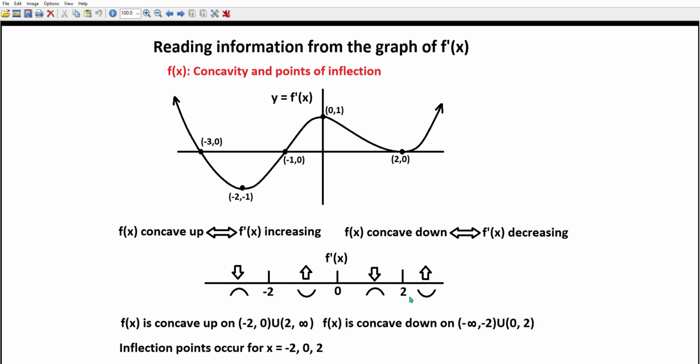And what's important here is that's an inflection point because concavity changes. That's an inflection point because concavity changes. And that's an inflection point because concavity changes. And as we noted previously, these points of inflection are local extrema for f prime. -2 is a local min, 0 is a local max, and 2 is a local min.